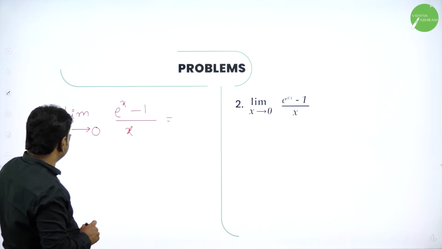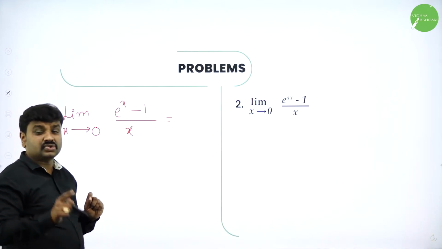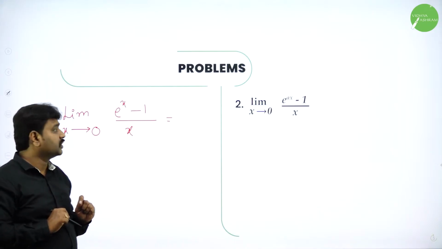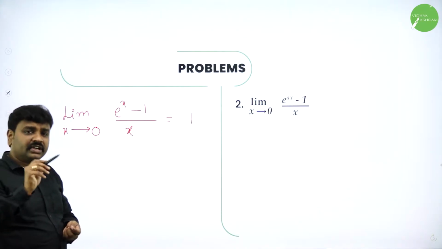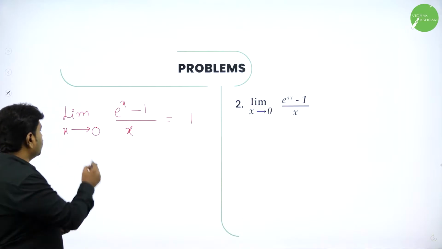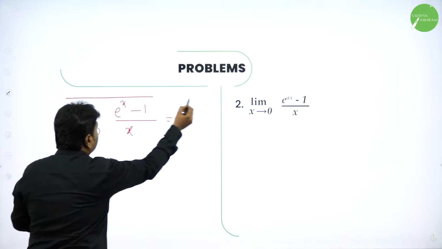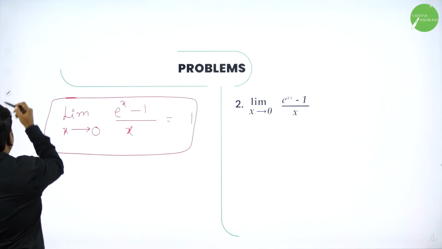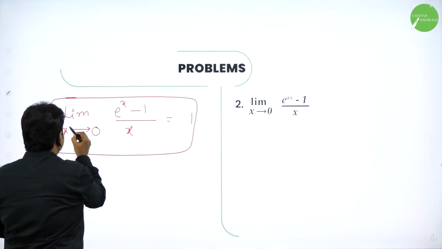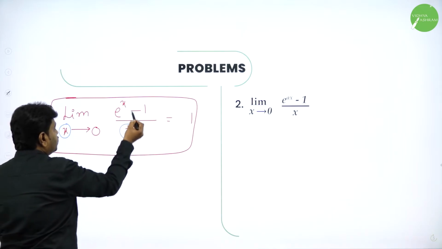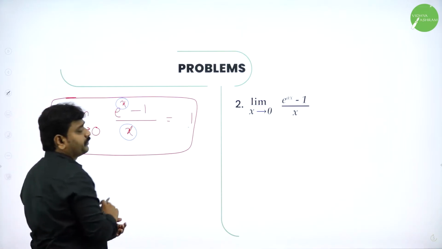Means observation is this and this and this should be same. This is what we discussed in the last class also. Like limit theta tends to 0, sin theta by theta is 1. We have limit x tends to 0, (e power x minus 1) by x is what? 1. So this is a basic formula. What is the observation here? Observation is interesting. So this and this should be same, then answer is 1.